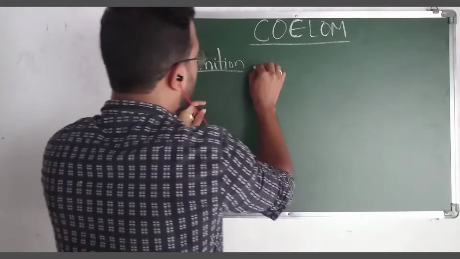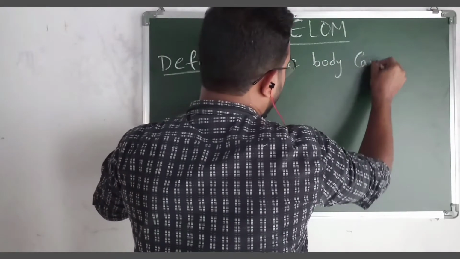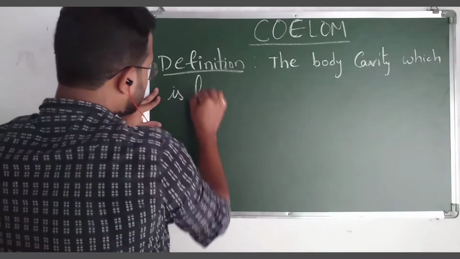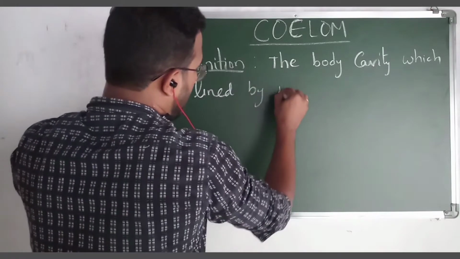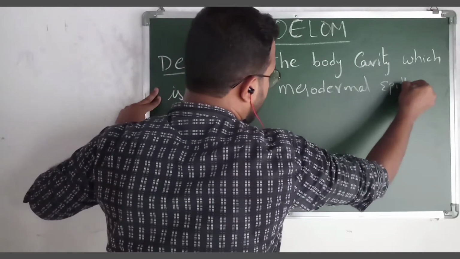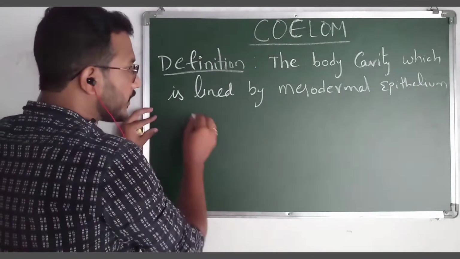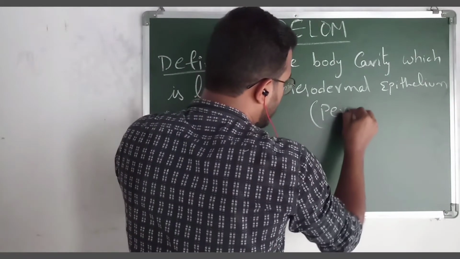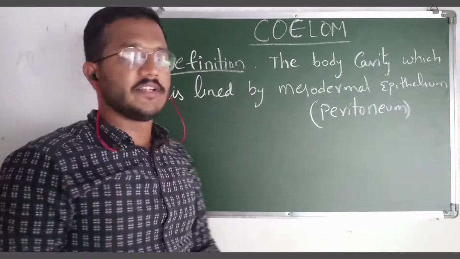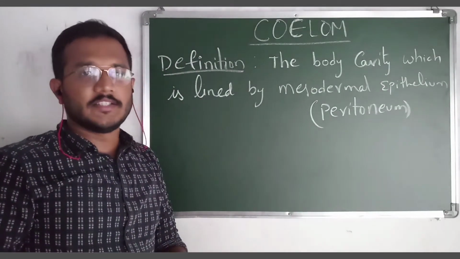means the body cavity which is lined by mesodermal epithelium. That body cavity is known as coelom. Mesodermal epithelium is also known as peritoneum. Okay, this is the definition of coelom. The body cavity which is lined by the mesodermal epithelium is known as coelom.